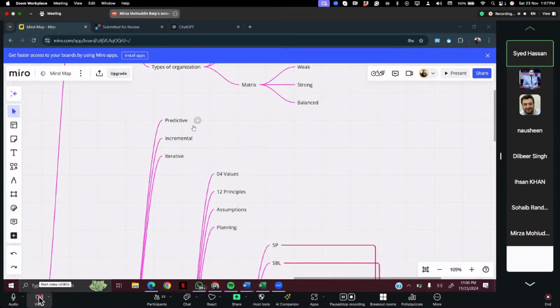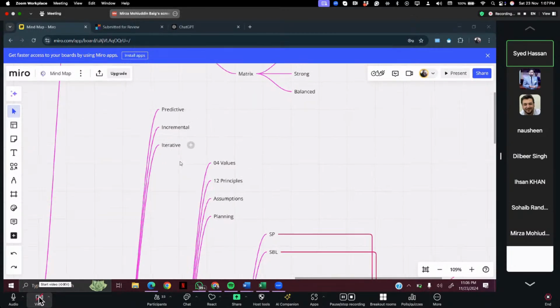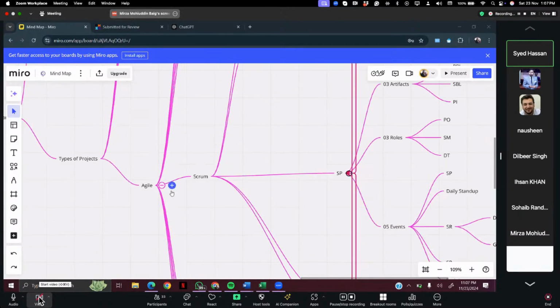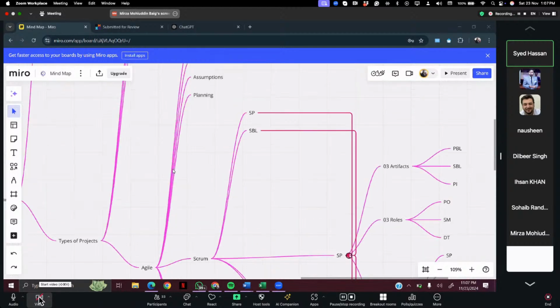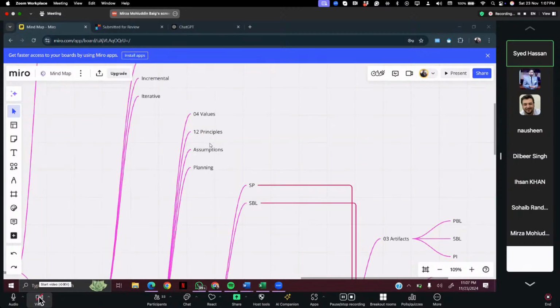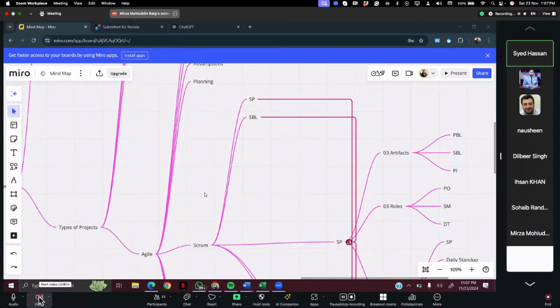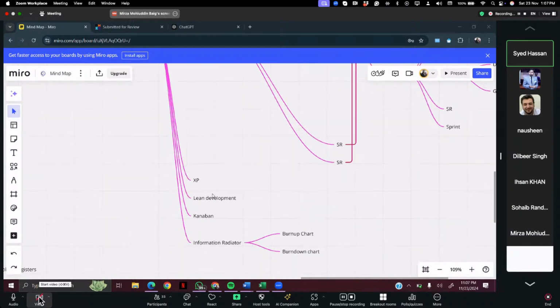Under Agile, predictive, incremental, and iterative. These are the types of the project. And under Agile, there are 12 principles, and assumption and planning of the Agile. Under Agile, there is a project manager, Scrum Master, or XP, Lean Development, Kanban, and Information Radiator. Under Information Radiator, burn up chart and burn down chart.